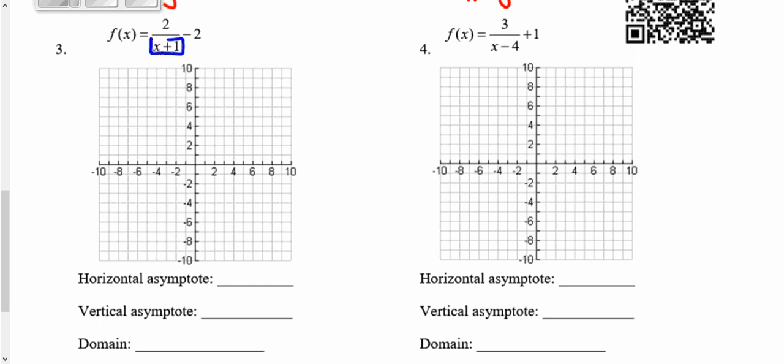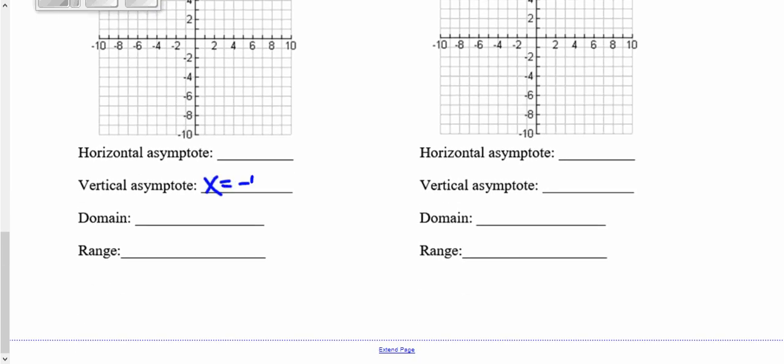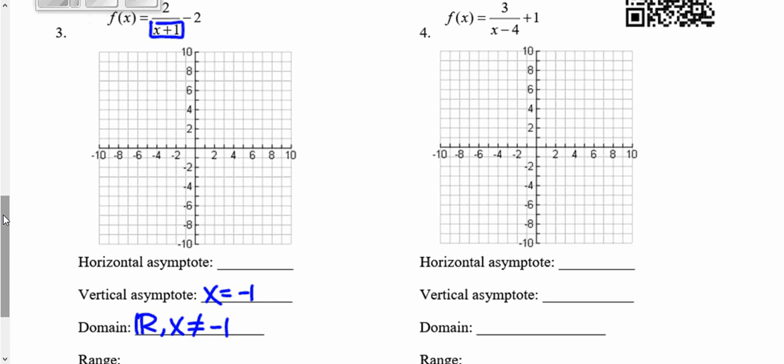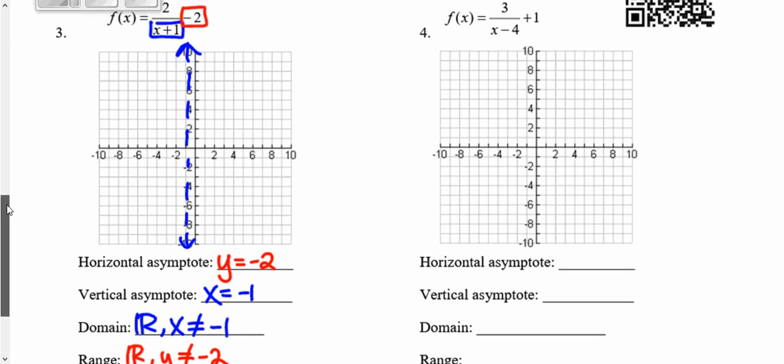Your denominator tells you your vertical asymptote. Remember to switch the sign, so it's x equals negative 1. So your domain is all real numbers except x can't equal -1. And then graph that. And then for your horizontal asymptote, it's at -2. Y equals -2. And that's all real numbers except y can't equal -2. And then go ahead and put that on your graph as well.